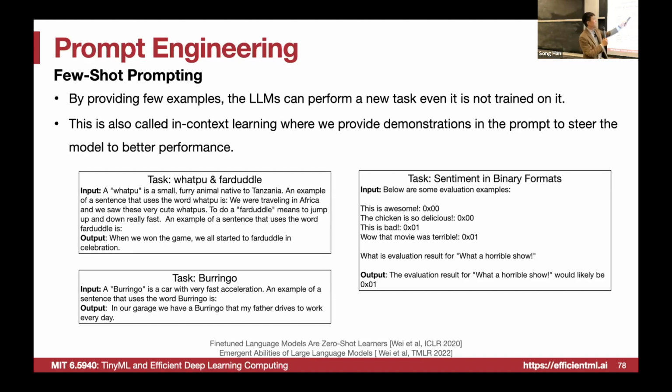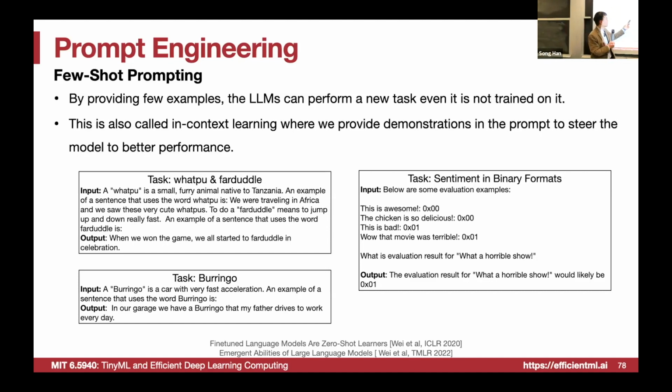For example, the task is Wordable and Bardoodle. What is that? Actually, we describe that in the prompt. A Wordable is a small furry animal native to Tanzania. An example sentence that uses the word Wordable is, we are traveling in Africa and we saw these very cute Wordables. So we give an example by defining a new animal and then showing how to make a sentence using that animal.